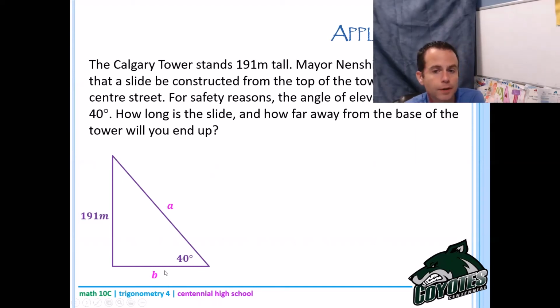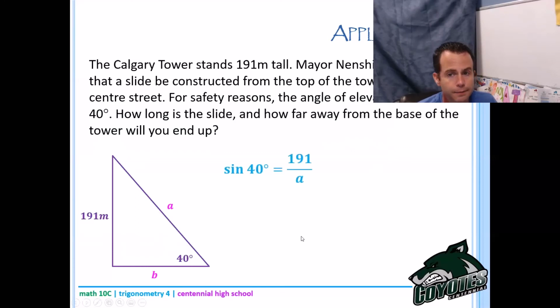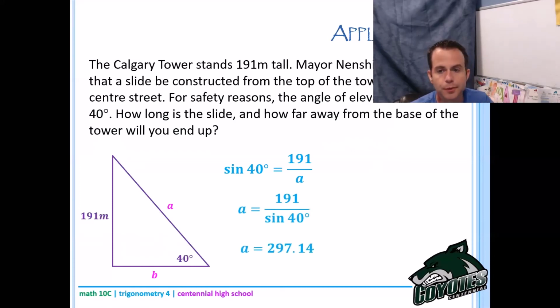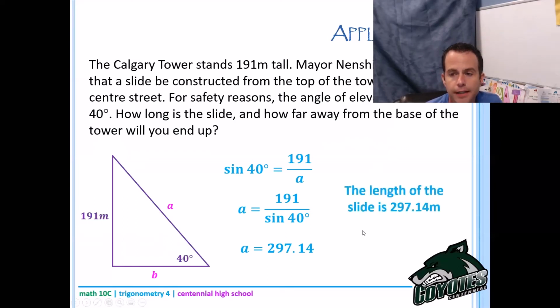Okay, so if I'm going to solve for A first, looking at that 40 degrees, which is my angle of elevation or inclination, then 191 would be opposite and the A would be hypotenuse. So I'll solve using sine. So sine of 40 is 191 over A. Multiply both sides by A, divide both sides by sine of 40. You end up with A equals 279.14. So the length of the slide is 279.14 meters.